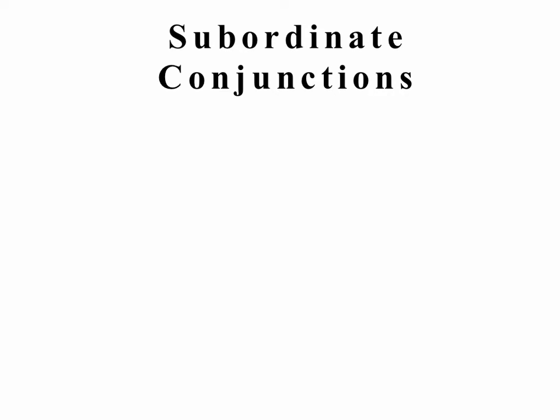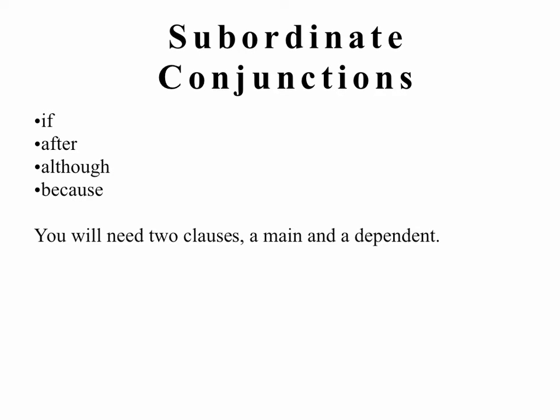Subordinate conjunctions. In my thinking, subordinate conjunctions are the most difficult of the three types that we will talk about today. Examples of subordinate conjunctions include if, after, although, because. And there are more. For a subordinate conjunction, you need two clauses. One needs to be a main and one needs to be a dependent. If, after, although, and because usually create dependent clauses.